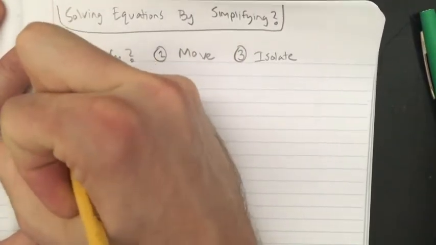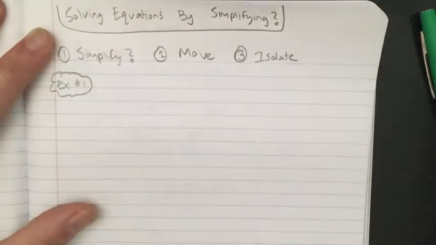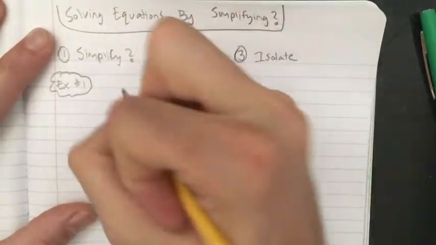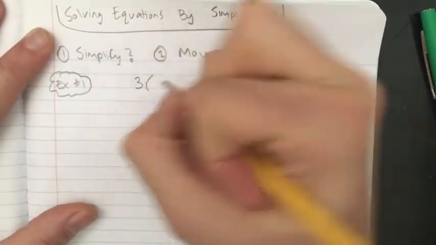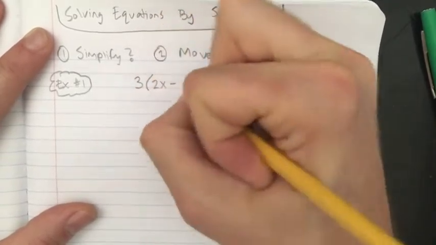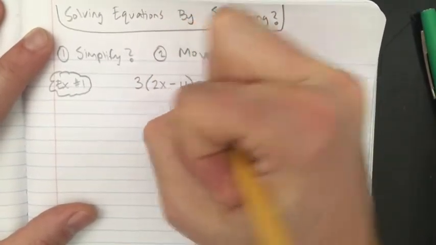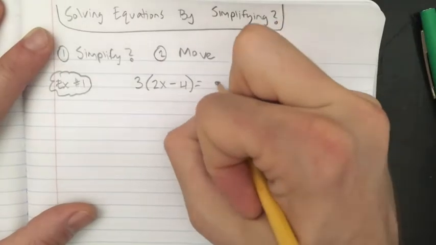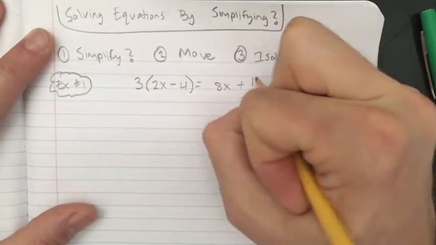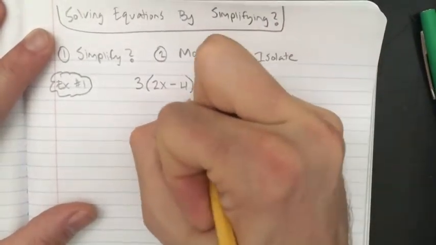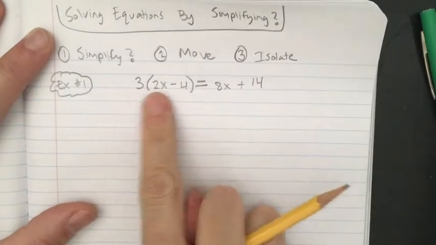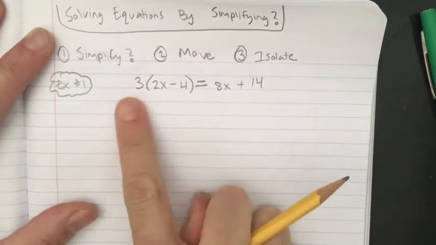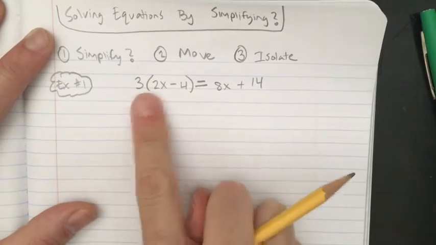We're going to do 2 examples. The first is going to involve distributing. So I'll start with 3 parentheses 2x minus 4 equals 8x plus 14. Okay. And so you should see this, and right away you should be paused here and be wondering, what do I need to do here?